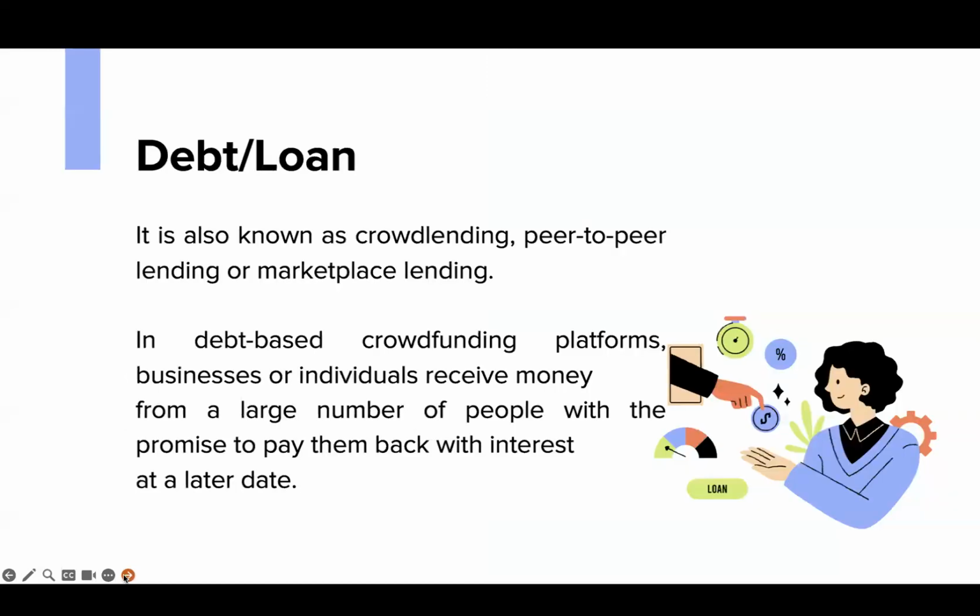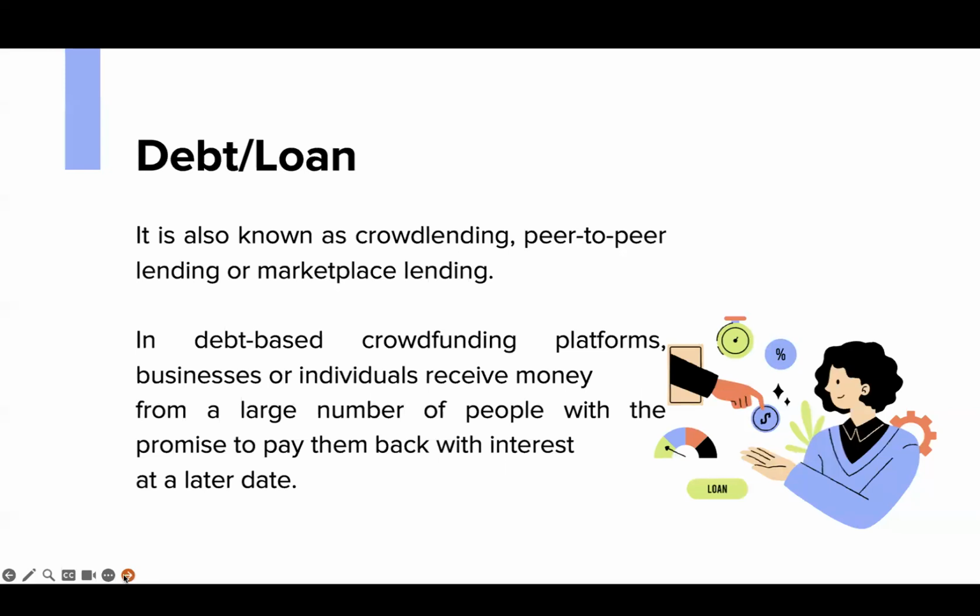Our third type of crowdfunding is called crowd lending or peer-to-peer lending or marketplace lending. In debt-based crowdfunding platforms, businesses or individuals receive money from a large number of people with a promise to pay them back with interest. So this is similar to going to a bank. So if you need a loan, you go to a bank, you ask the bank for the loan. If the bank accepts, they give it to you. You give the money back over time with interest.